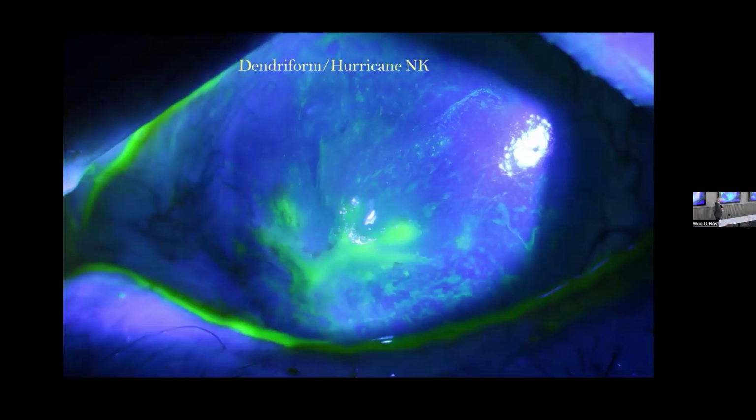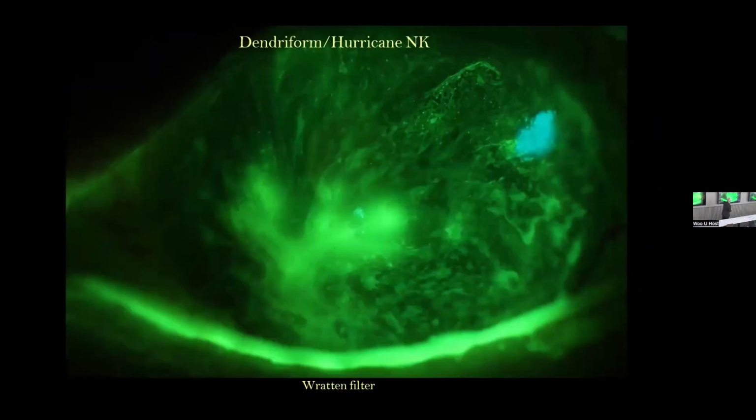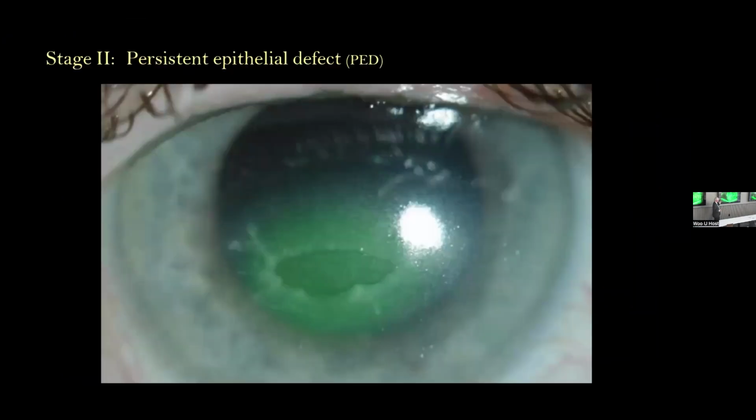And a final one here, this is a real hurricane looking one. Dendriform or hurricane. This looks like a satellite photo of some of our recent hurricanes with the Wratten filter. Beautiful example. This patient has been in 3 different clinical trials for NK, a real tough one for me, okay?